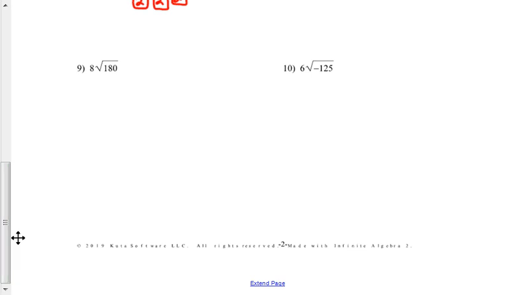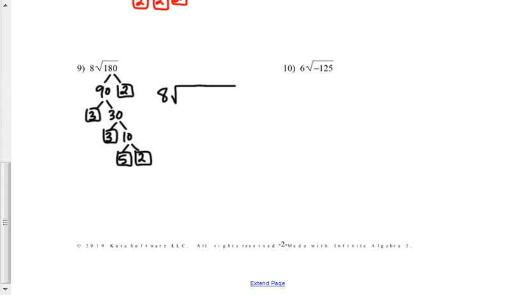Alright, so no negative under the square root here. I'm going to go straight into my factor tree, so I'm going to say 90 and 2 for 180. Let's do 3 and 30, 3 and 10, 5 and 2. So when I go to rewrite, I have an 8, and then under the square root, I have 3 times 3 times 2 times 2 times 5.